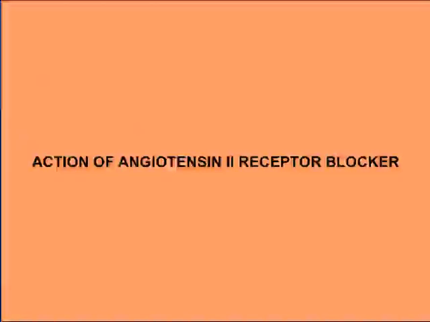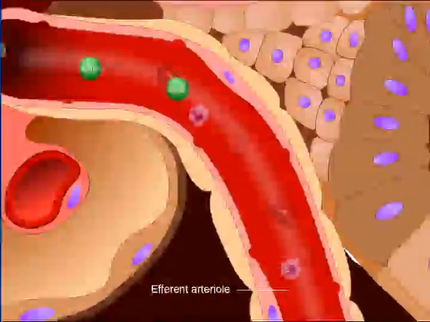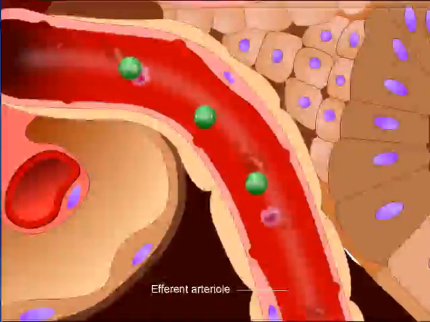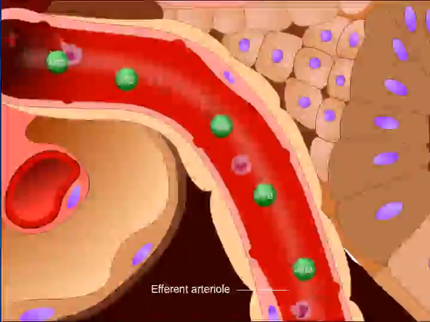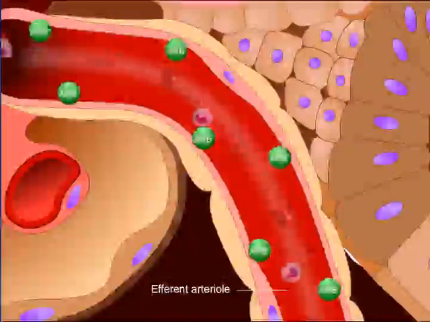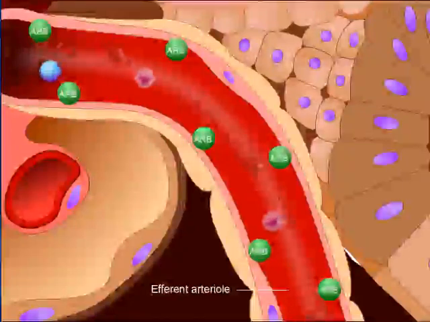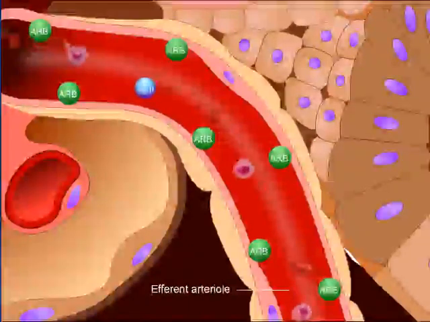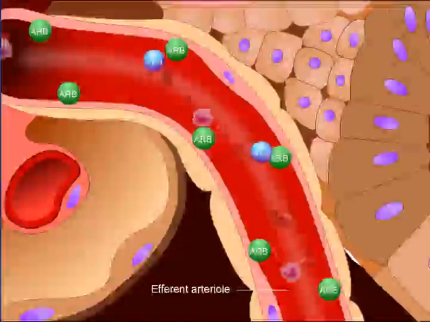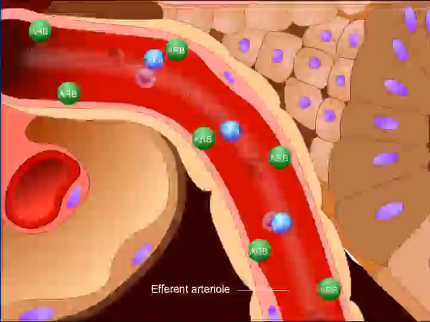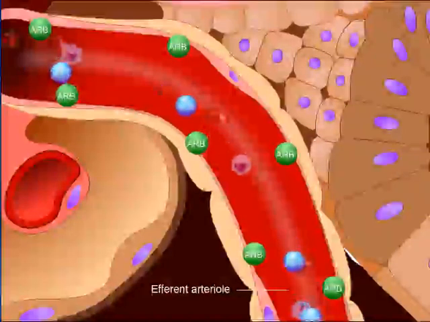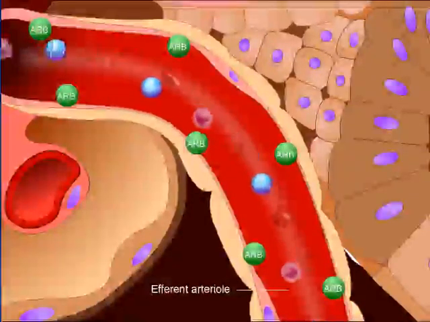Action of angiotensin II receptor blockers. Angiotensin II receptor blockers, or ARBs, such as losartan, block the action of angiotensin II by preventing it from binding to its receptors on blood vessels. This causes vasodilation and a subsequent decrease in blood pressure.